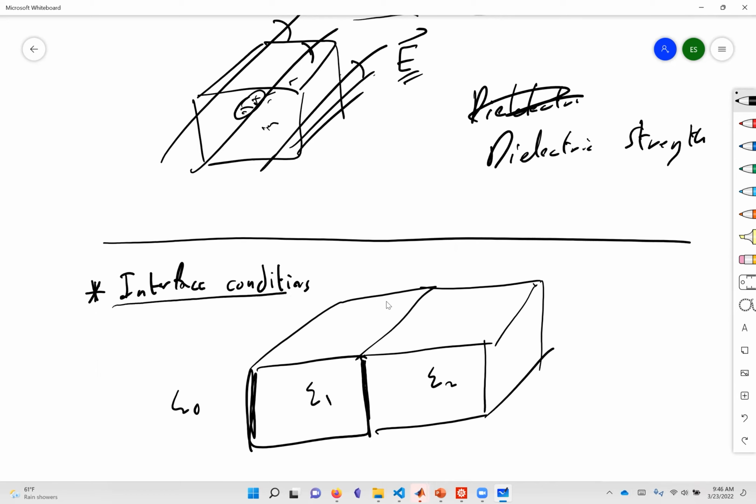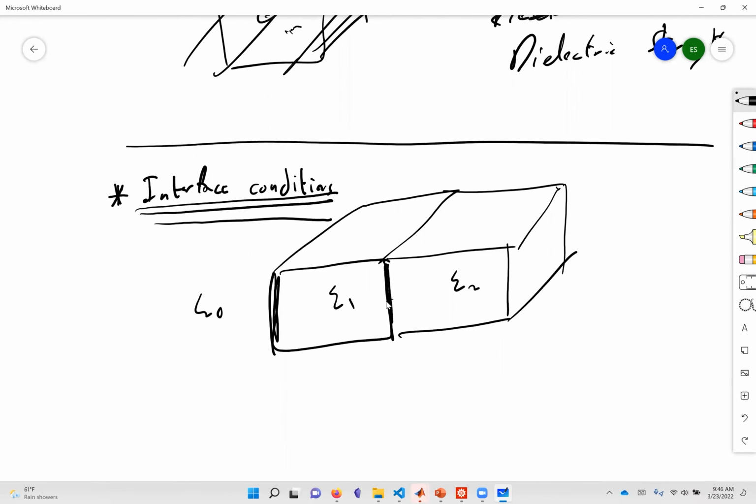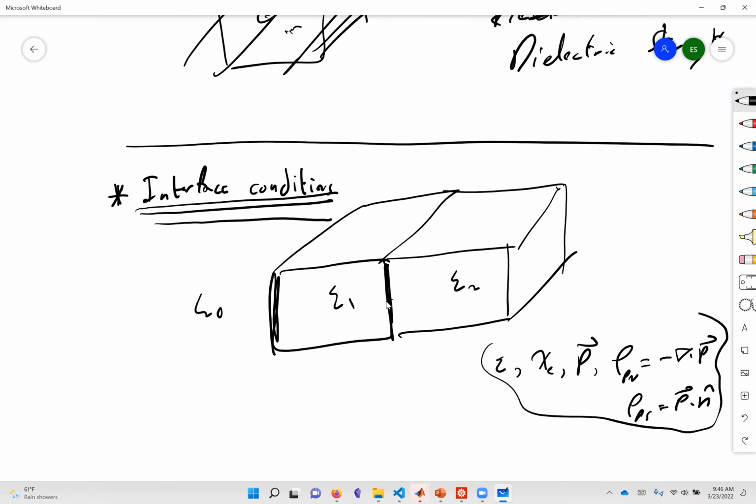What essentially happens at the interface, right? What will happen to the electrical field as we pass the interface? And given what we know so far, a summary of what we know about epsilon, susceptibility, and polarization, we know how to tie polarization charge density with the polarization vector. We know that rho PS equals P dot n hat, right? How can we use all this to understand what happens at the interface?